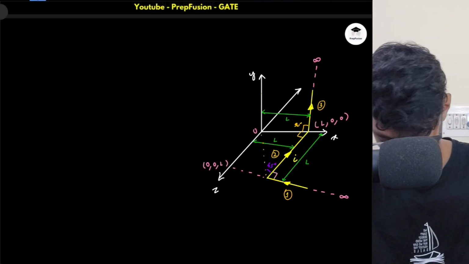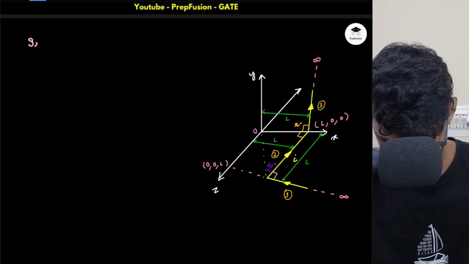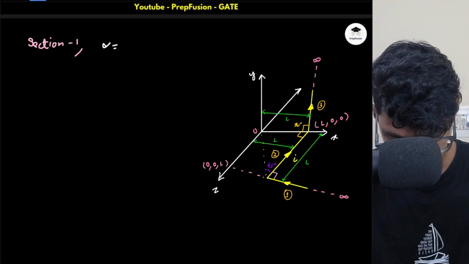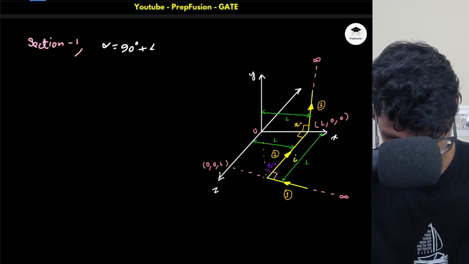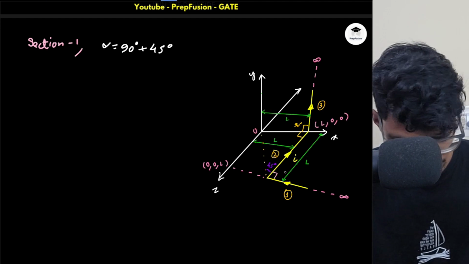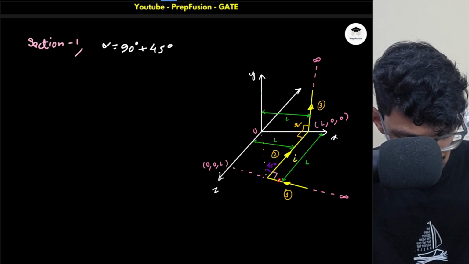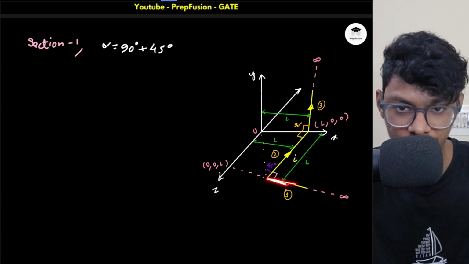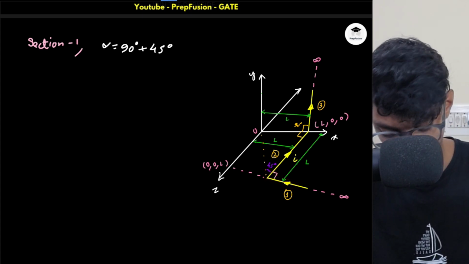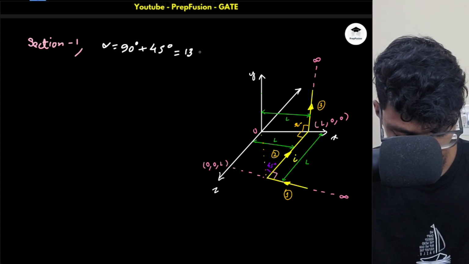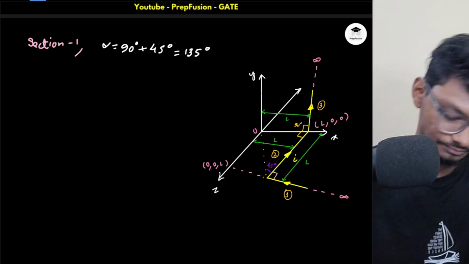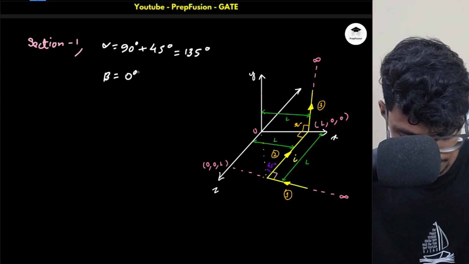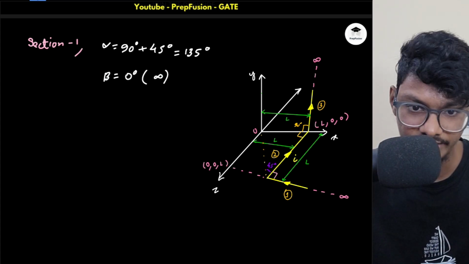So for section 1, I will write one by one. Section 1, my alpha will be 90 plus 45. Why 90 plus 45? This is 45 and this is 90, right? Alpha was defined as the angle between the r vector and the current element, and the total is 135 degrees. What about beta? Beta is 0 because the other end is at infinity.